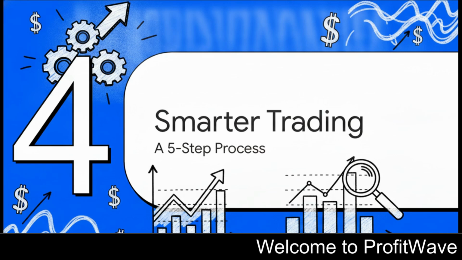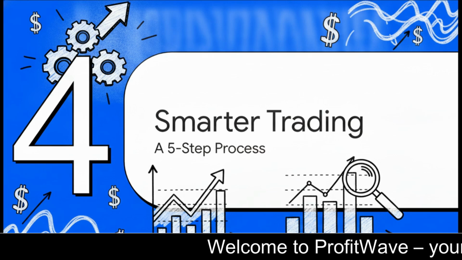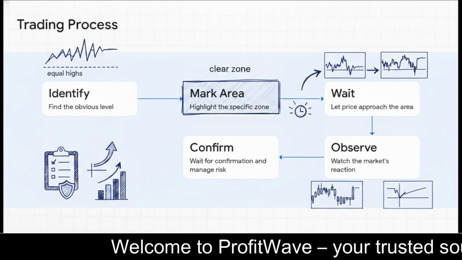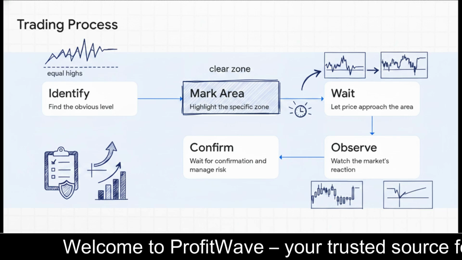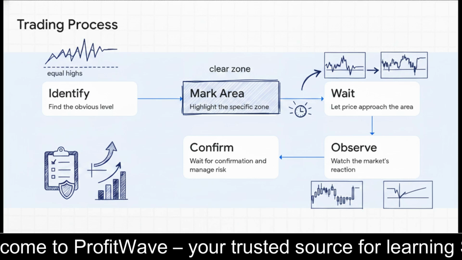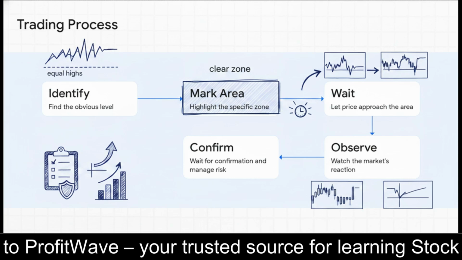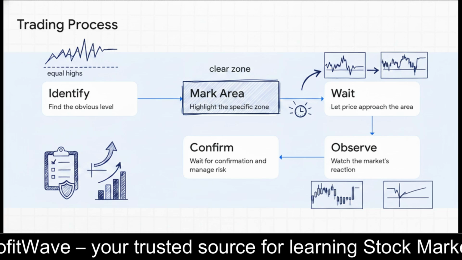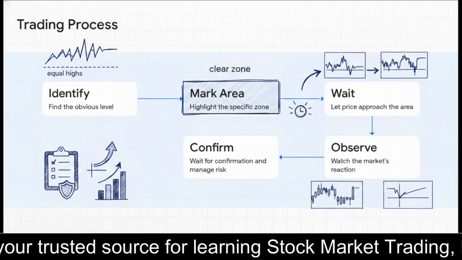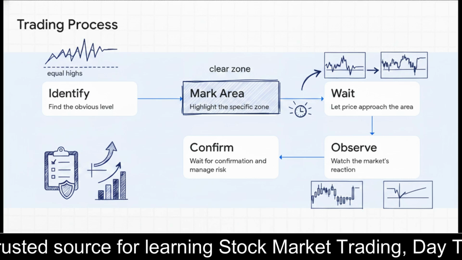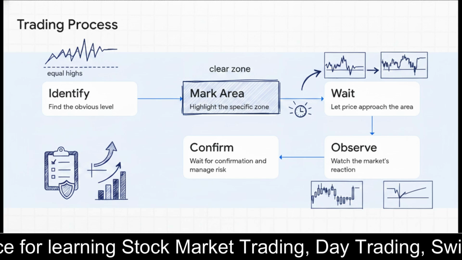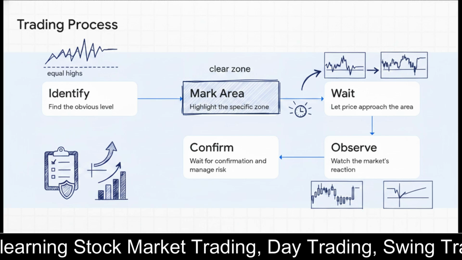Let's formalize this. Section 4, a smarter trading framework. We need to replace all this guessing with a solid professional framework. It's a simple 5-step process. Step 1, identify the obvious level. Step 2, mark that specific zone, but try to keep your charts fairly clean. Step 3 is the hardest part for most people. Wait, do not enter early. You have to let the market come to you. Step 4, really observe the reaction. Does price blast straight through, or does it violently reject? And finally, step 5, wait for a structural confirmation so you can properly manage your risk.